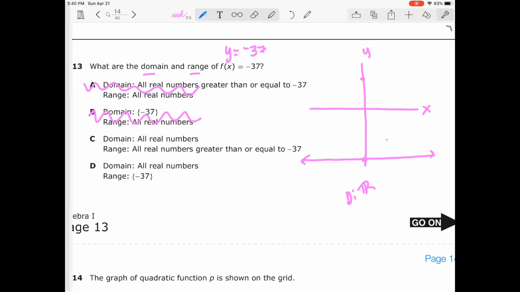Now, my range means we're talking about the value of y. The only possible value of y is going to be D, negative 37. So we have all real numbers for the domain, and our range has to be negative 37. There's no other value of y that this horizontal line will ever reach.